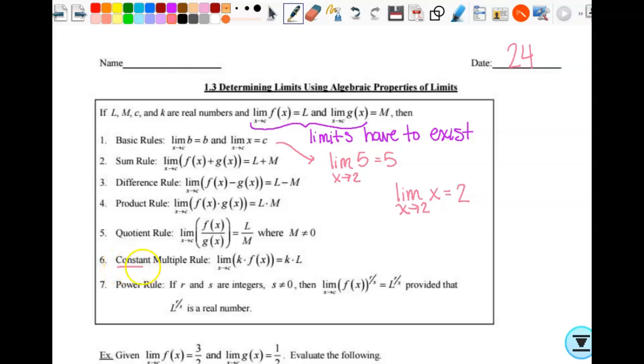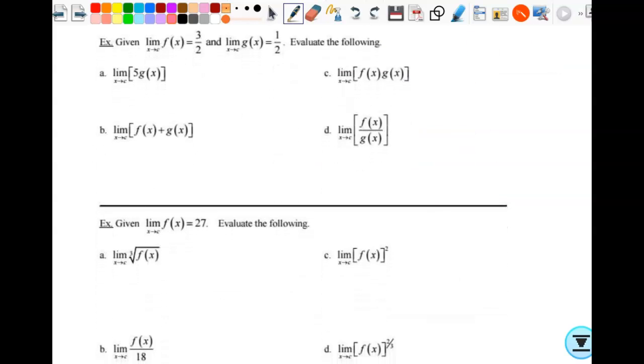If you have a constant multiple, constant k, so this is 5 times f of x or whatever, you can factor that out. You find this limit and multiply by that number. And then your power rule. R and S are integers, S is not 0. So the limit of f of x taken to this power, you just ignore the power, find the limit, and put the power on it. That's all that's happening there. We're all good with that? Those are your basic rules. Basically, addition, subtraction, multiplication, and division work with limits like you would think anything else does.